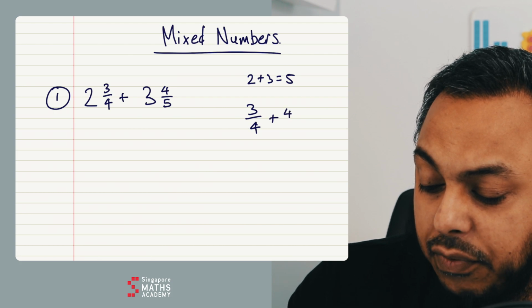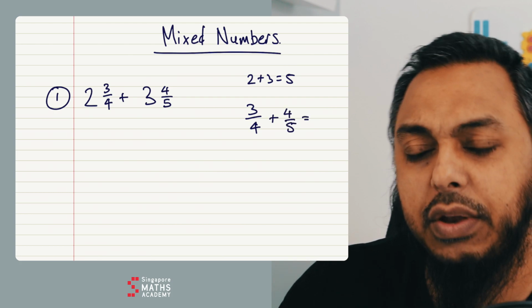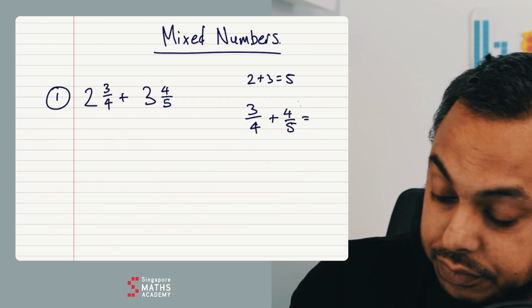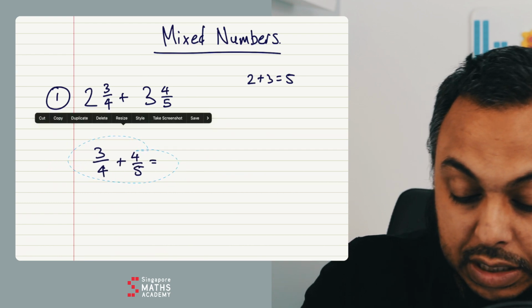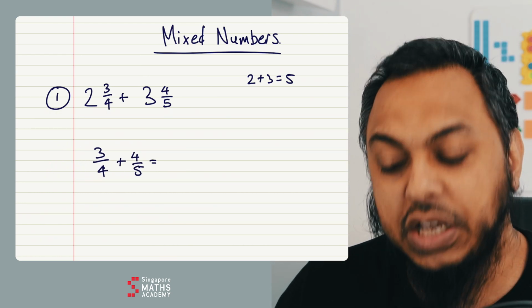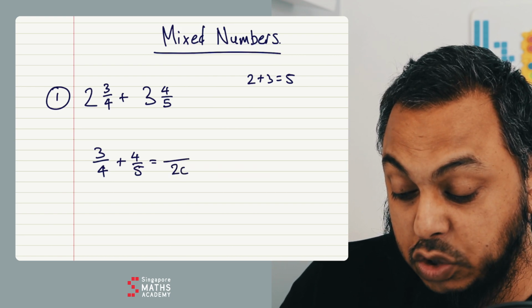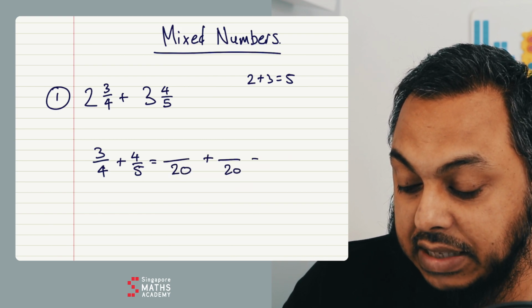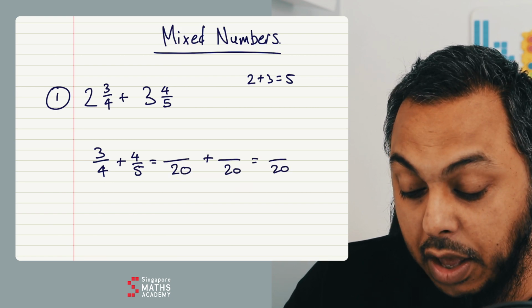3/4 add 4/5. We know what that is. We can do that by using the strategy we looked at last lesson. So 4 and 5, what's the first number that's in the 4 and 5 times table that they share? What's the common number? It's gonna be 20. So something 20ths add something 20ths equals to something 20ths.